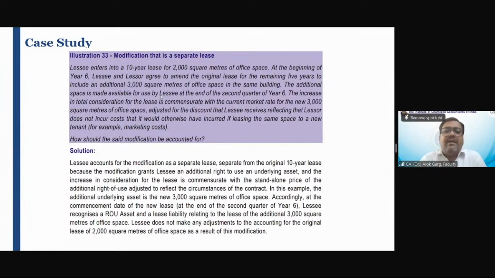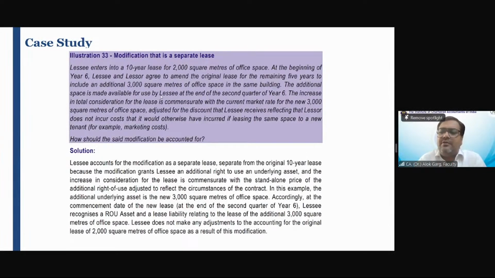So for example, let's say Nisha has taken this office space of 2,000 square feet, 2,000 square meter. She has also requested another 3,000 square meter, right? The rate was 100 rupees per square feet. So she got this 3,000 square feet at 100 rupees per square feet or per square meter.